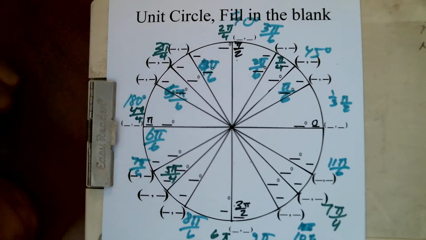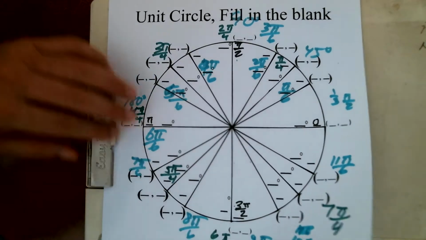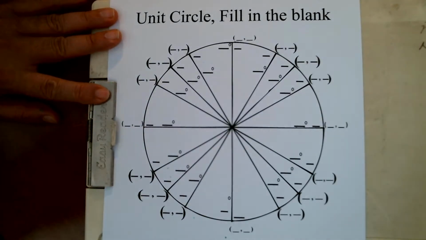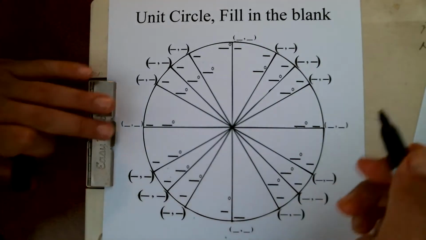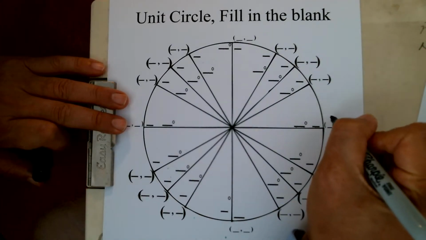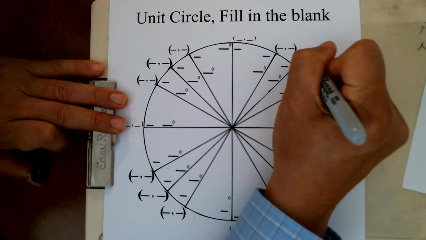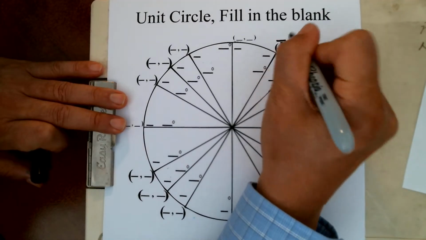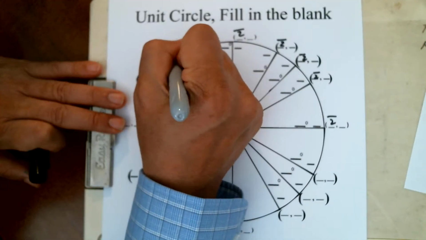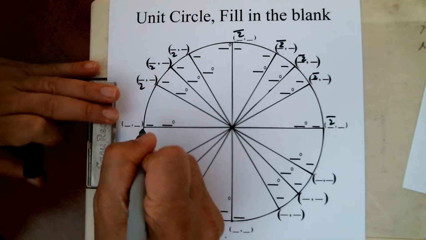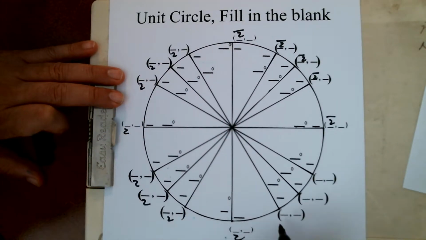So you have the basics now to do the unit circle. Okay? So how do we do it? It's a very simple process, actually. And here's how we're going to do it. For the x coordinate, everything is over 2. All of these are going to be divided by 2.